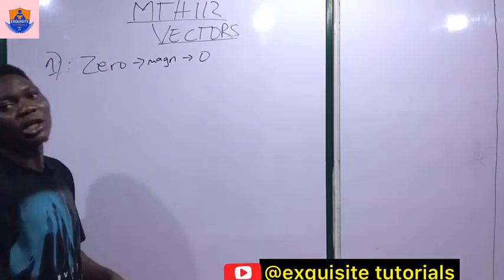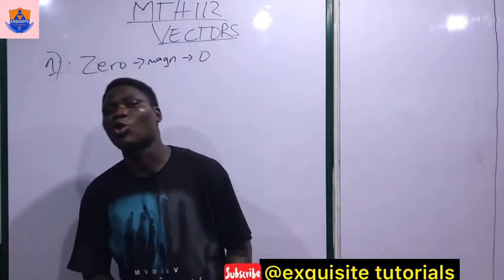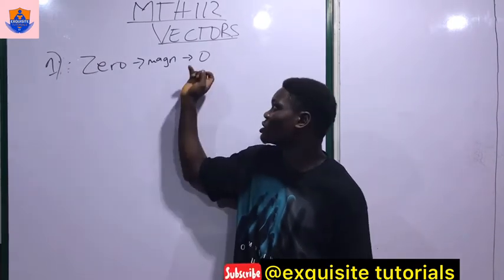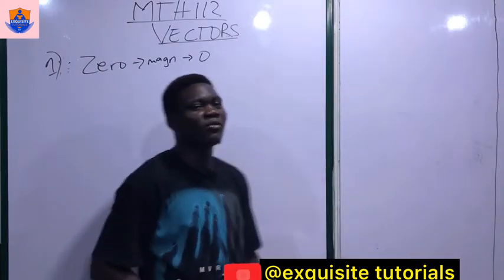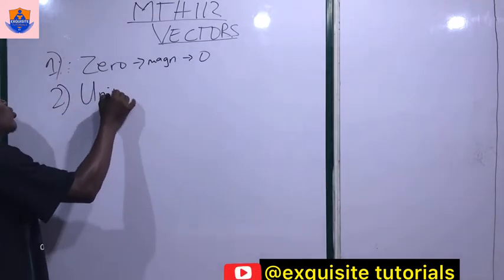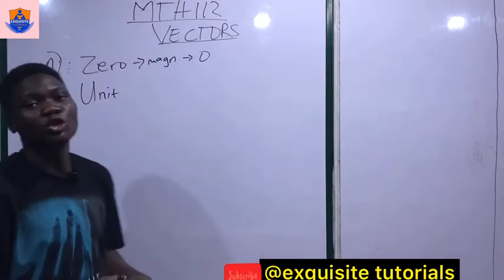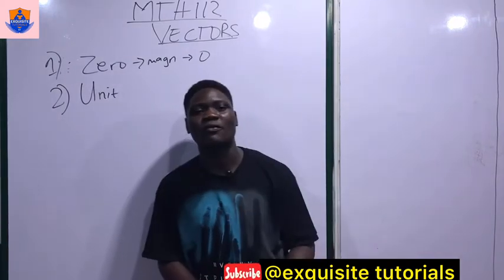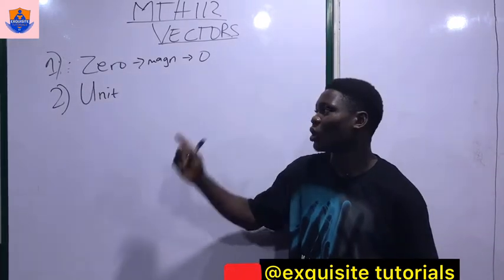So any vector whose magnitude is 0 is called a zero vector. The size of that vector is 0. The second type of vector we have is the unit vector. Unit vectors are vectors whose magnitude is 1. The size of that vector is 1.